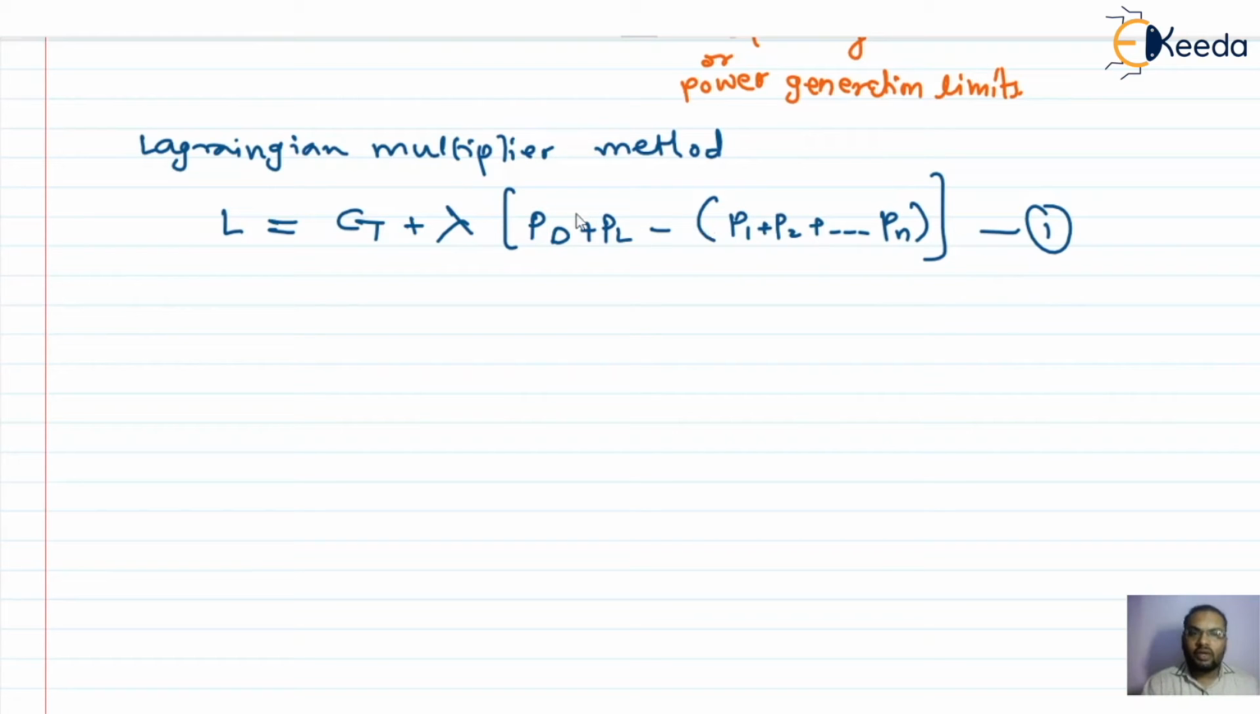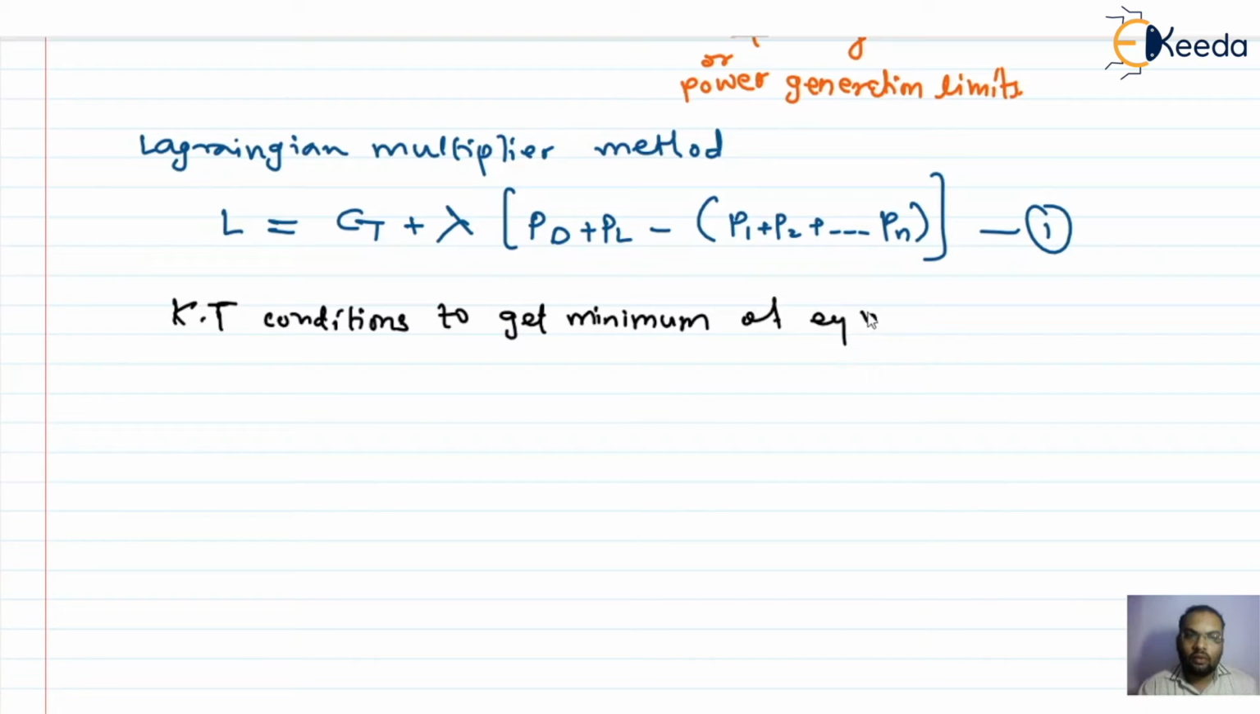Now what is our objective? We have to solve this Lagrangian equation to get the minimum of this total operating cost. And to solve this, we have the KT conditions, that is, the Kuhn-Tucker conditions, to get the minimum of equation 1.